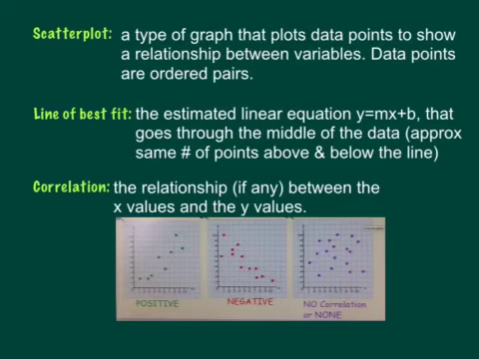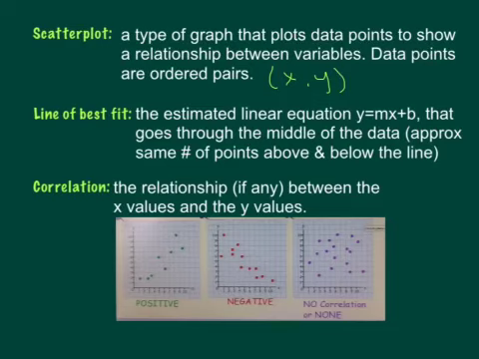A scatterplot, you'll see that as either two words or one word. It doesn't really matter how it's shown. Some books are one, some are two. It is a type of graph that plots data points to show a relationship between the variables. So it'll show x, y ordered pairs on a graph. So it's comparing your x's and y's and looking at that relationship between those data points. So the scatterplot is just the graph with dots.